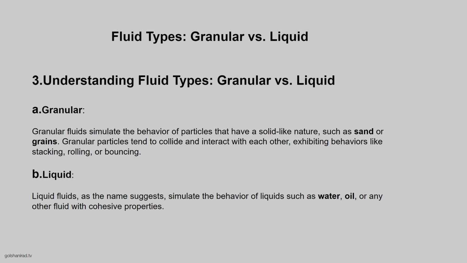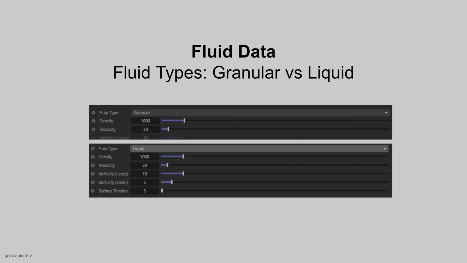Number three is understanding fluid types. In xParticle we have two different types of particles, granular and liquid. The granular types are particles like sand and grain. They collide and interact with each other. But liquids are fluids such as water and oil. Here in fluid data in xParticle we can easily select between the granular and the liquid type.